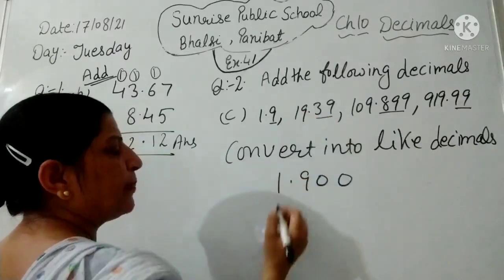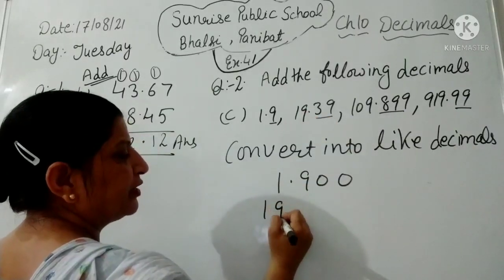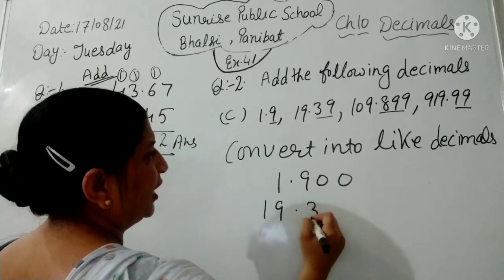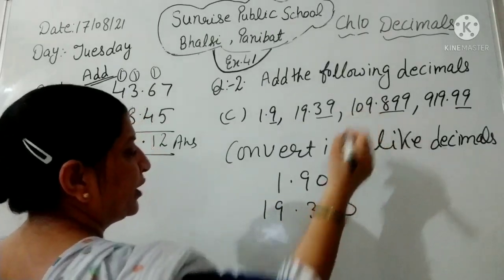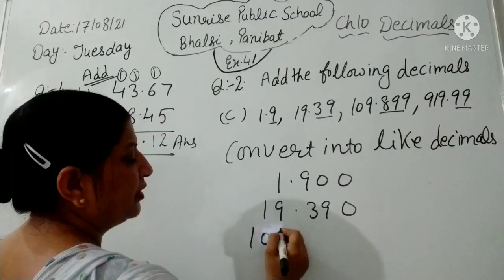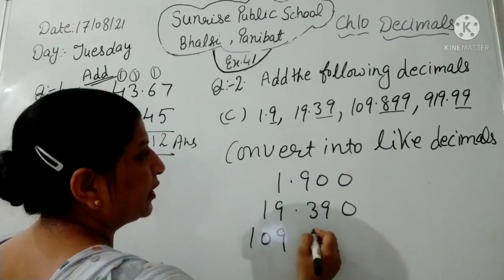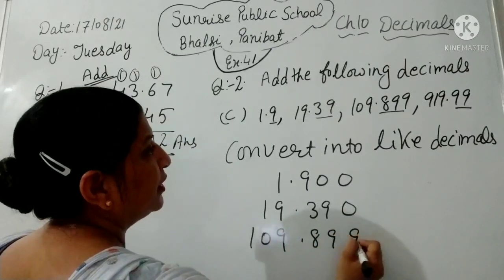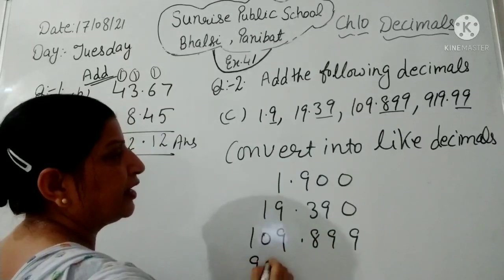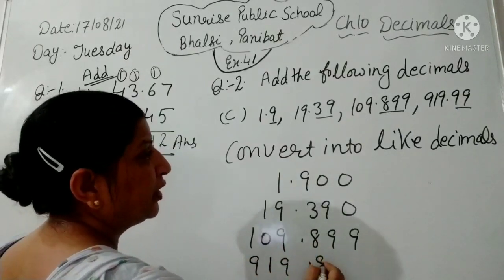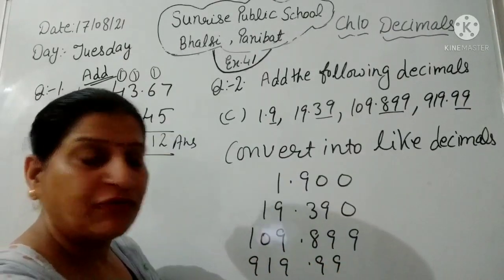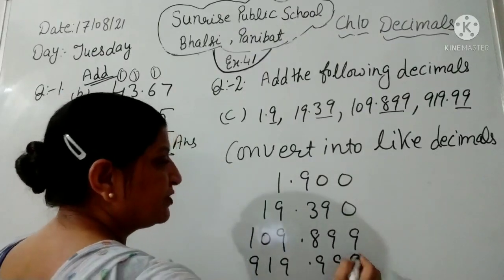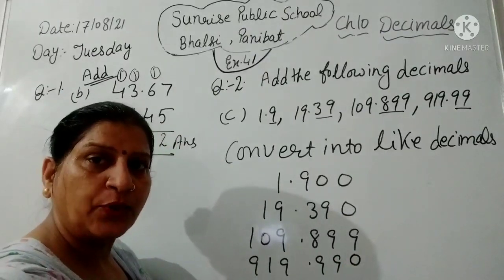1.900. This number is 19, so we write 19 as it is. 390. Next number is 109, so we write it here. 0.899. Next number is 919.99. We have to convert them by putting 0 here. I wrote the 0 here.